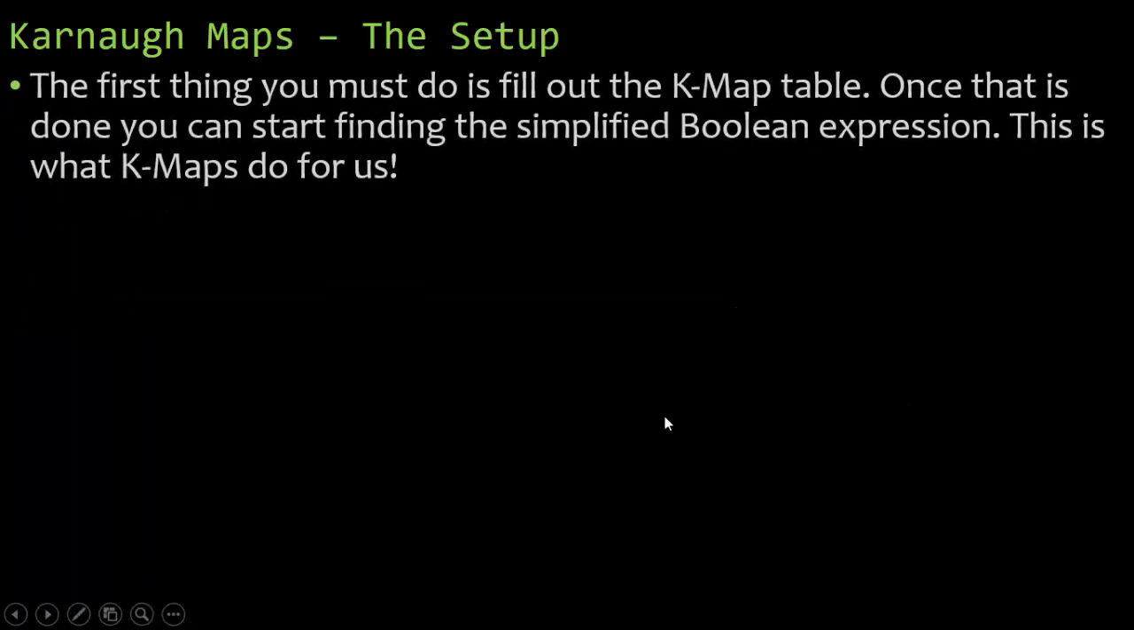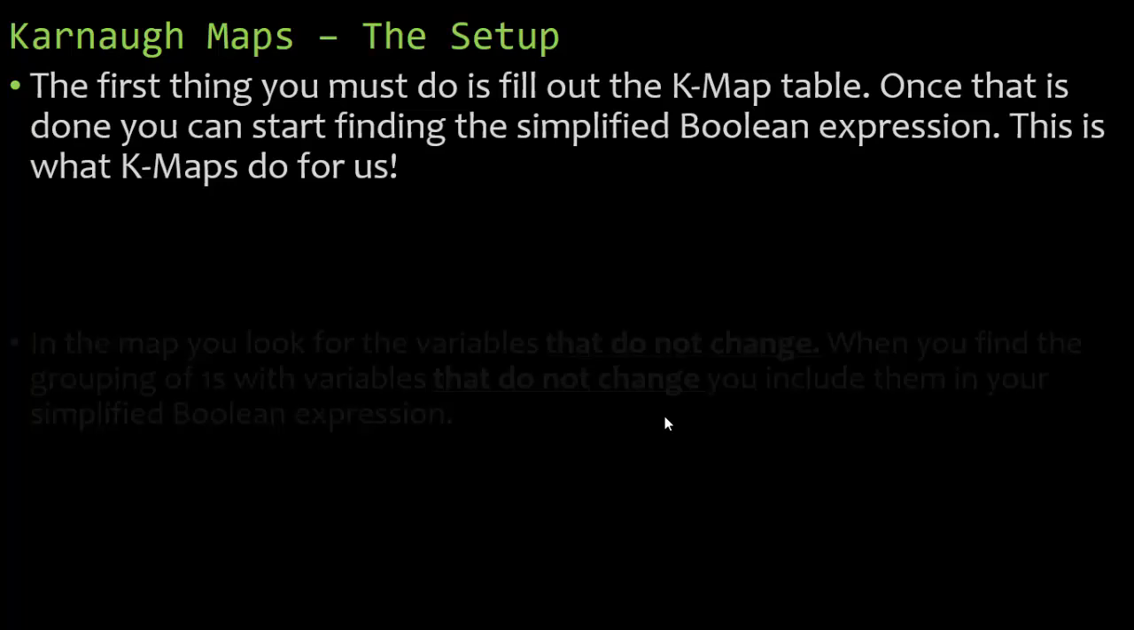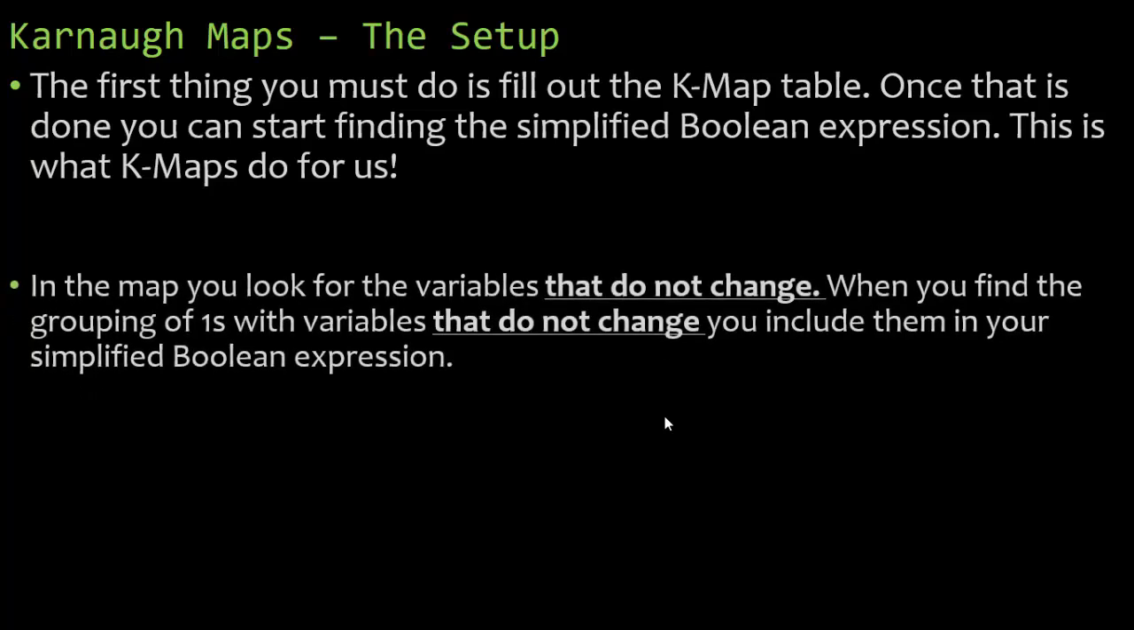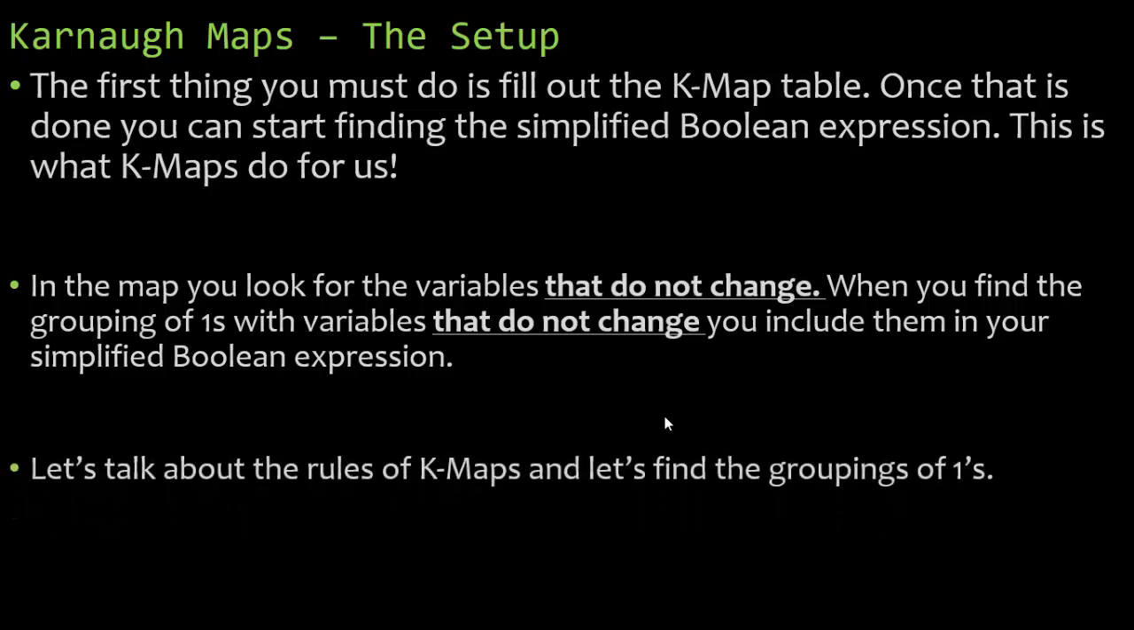Now, the first thing you must do once you have it set up is to fill out the K-map table. Once that is done, you can start finding the simplified Boolean expression. And this is what K-maps do for us. They allow us to find the simplified Boolean expression. Now in the map, you look for the variables that do not change. We're looking for the values for variables that will stay the same in our grouping. When you find the grouping of ones for variables that do not change, you include them in your simplified Boolean expression.